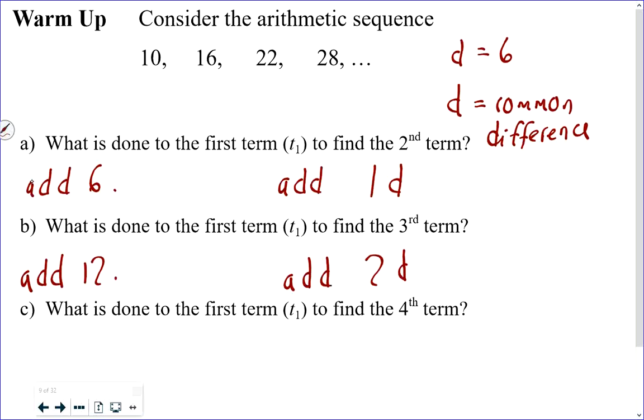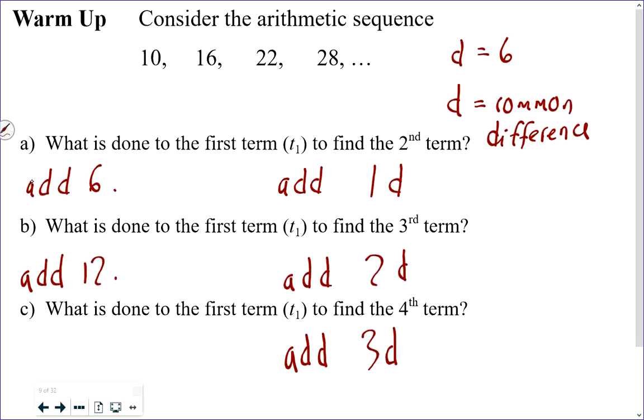Okay. Remember from yesterday, n is where the term is. So if n is 12, it's the 12th term. So you're going to add 11 common differences, but that's 12 minus 1. It's n minus 1. What do you do to the first term to get the fourth? Well, you add 3 common differences.